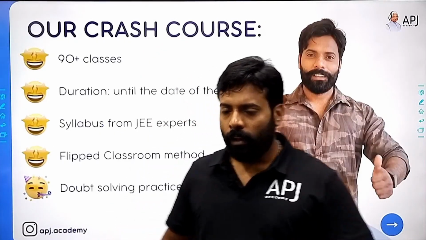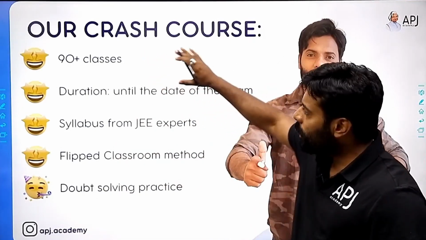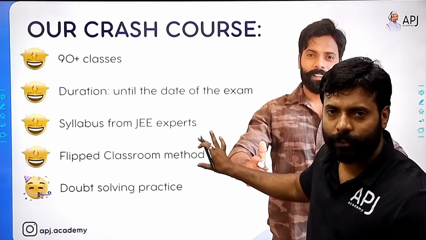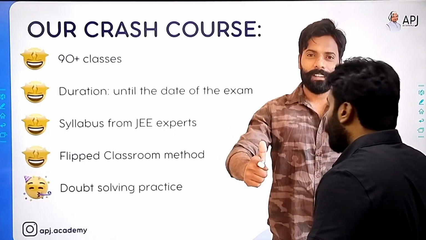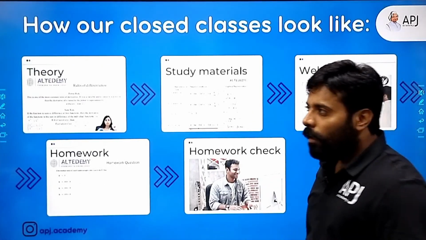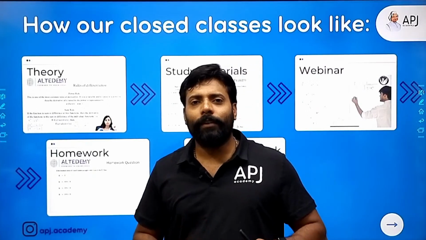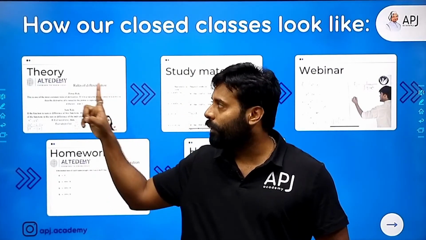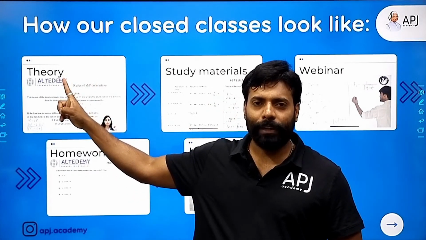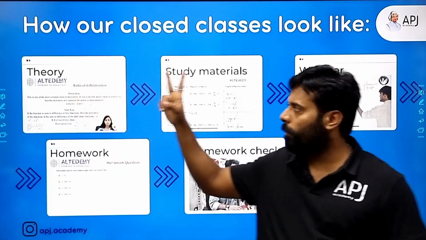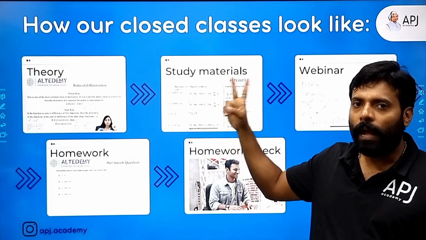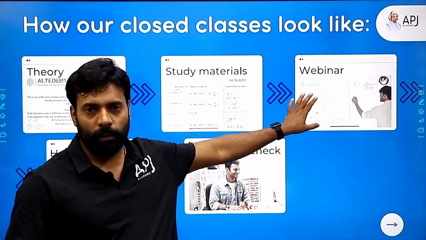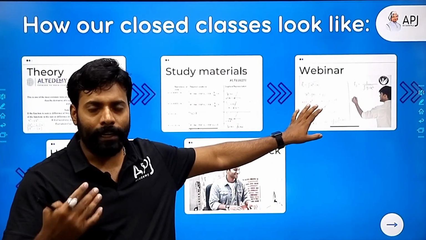So the method which we generally use is very much different from the other coaching institutes. It is the flipped classroom method which we are using in our courses. What is this flipped classroom method? In the flipped classroom method, basically we have divided our course into 5 parts. First of all, you will be getting a one-shot video that will be covering your theory part. Second, you will be getting the study material from us and the question bank. The third thing will be a live webinar session with me or with any other mentors.